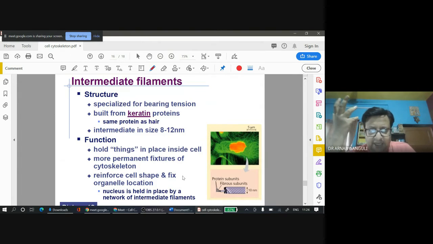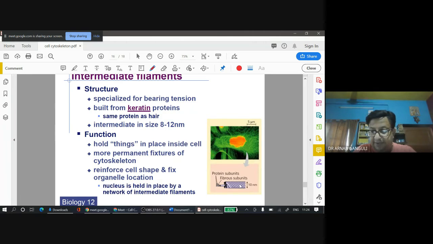Then we come to the intermediate filaments. They have a special structure. They are specialized for bearing tension, pull and push. Especially your hair protein, skin protein, keratin. Same protein as hair. Intermediate in size, that is 8 to 12 nanometer. So it looks like this, fibrous.